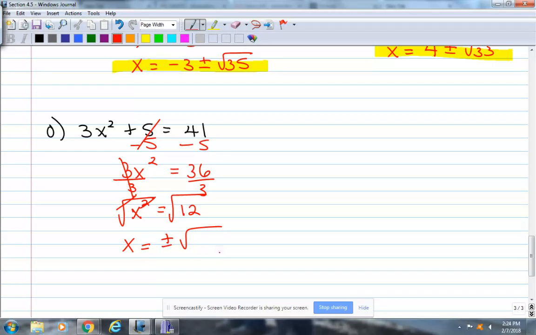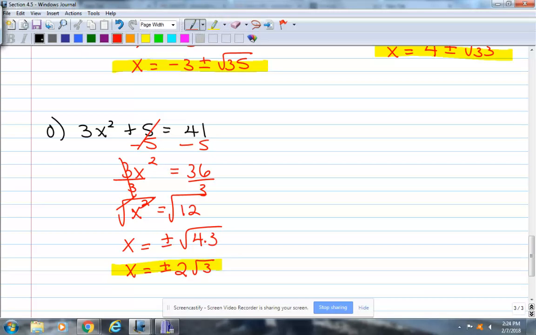What goes into 12 that is a square? 4. And fix it up. x equals plus or minus 2 radical 3. Any questions?